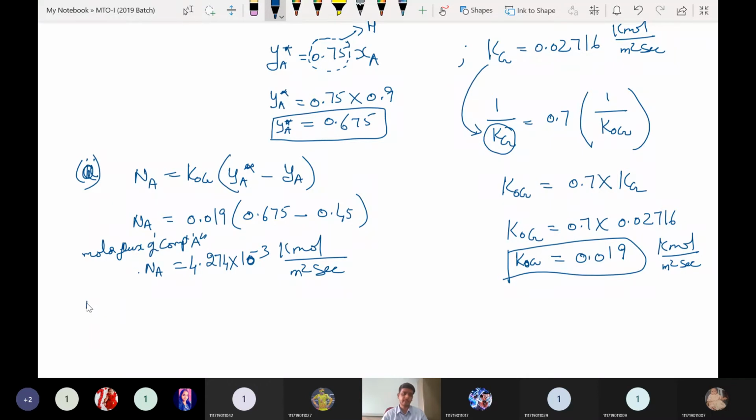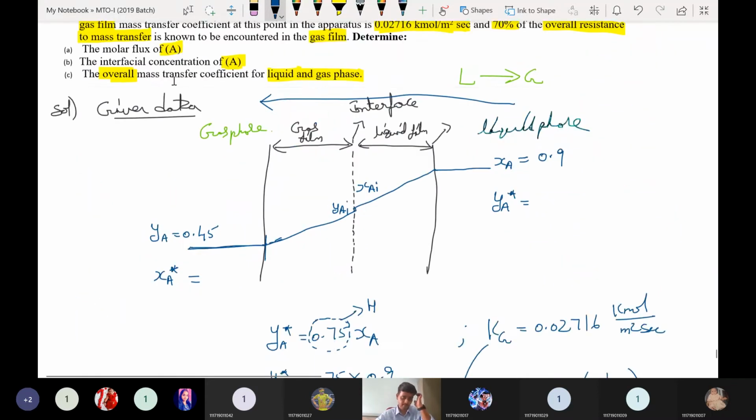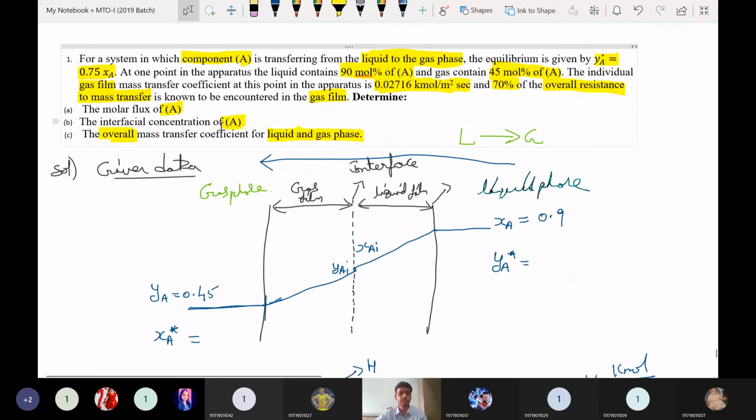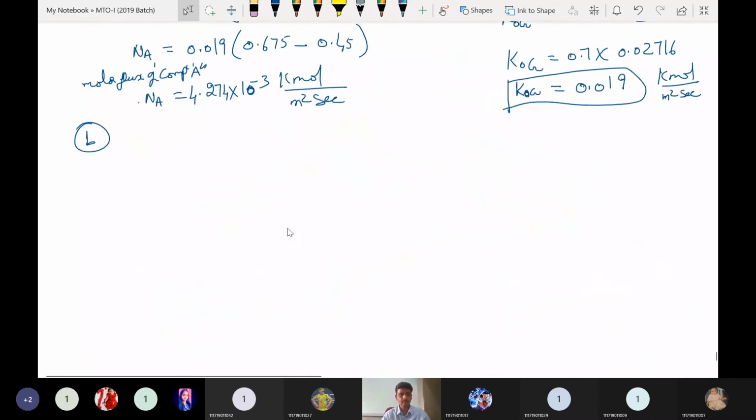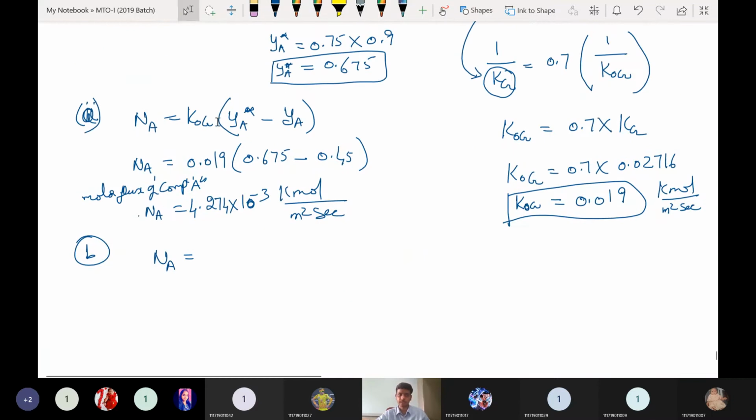Then the B bit is the interfacial concentration of A, that is YAI, or we can calculate XAI also. Why? Because there is a relationship: YA star is equal to 0.75 XA, and the H value is nothing but 0.75. We can use that for this interfacial concentration also. So let us solve the B bit, where we already know this NA, and this is the overall mass transfer coefficient.